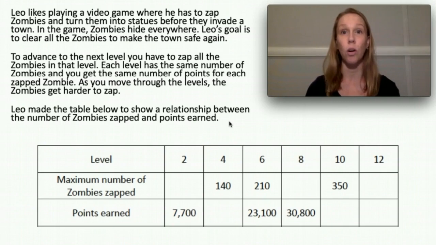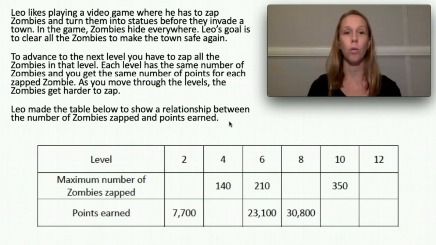So there's your constant rate of change. As you move through the levels, the zombies get harder to zap. Leo made the table below to show a relationship between the number of zombies zapped and points earned. So let's just take a minute to make sure that we understand the table.